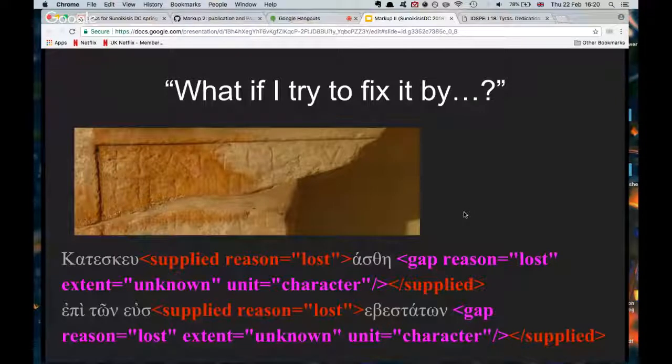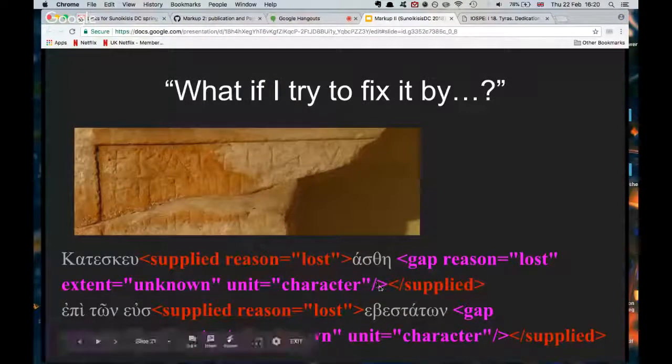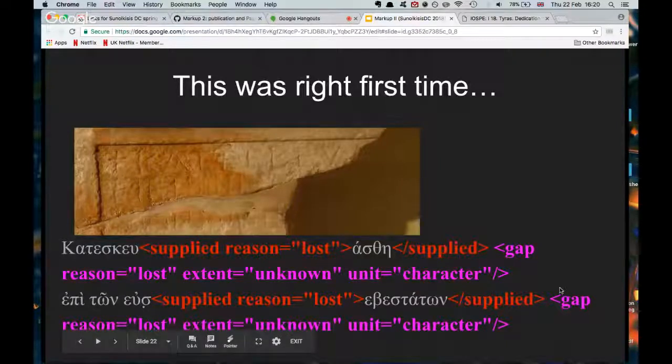that we could fix this is to have the gap inside the supplied like this in both cases. So we open the supplied, we have our content, we put the gap inside, close the supplied. However, that's wrong, because if we put the gap inside the supplied, that would mean that we are restoring the gap, which doesn't make sense. The gap is a gap because there's been damage to the stone. This text doesn't exist anymore. We're not attempting to restore it. So semantically, it's just wrong to put it inside the supplied.